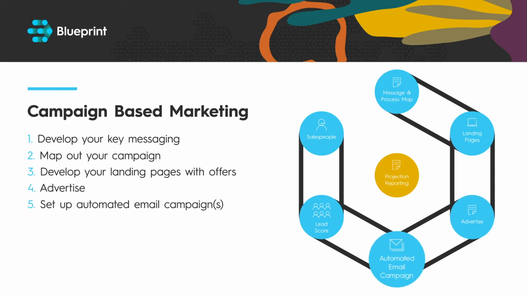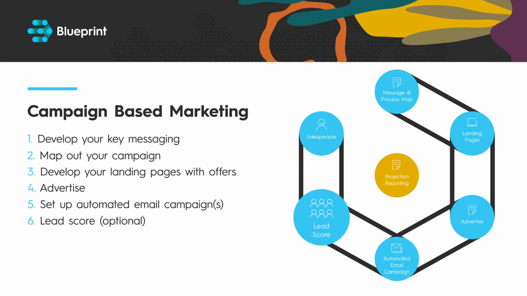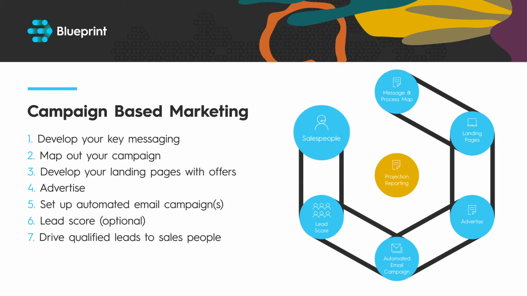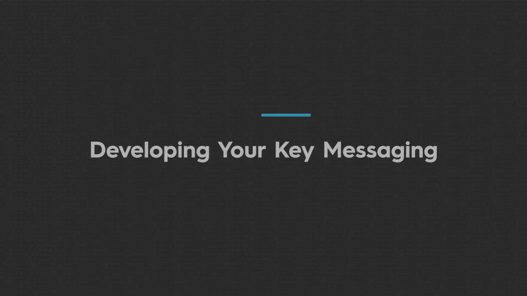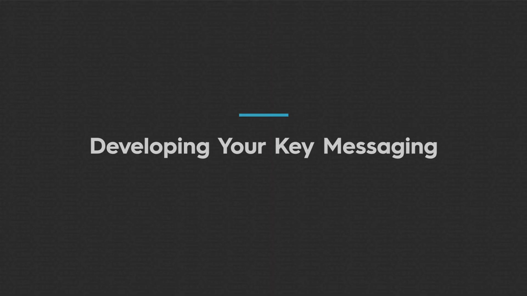Set up your automated email campaigns. Then set up lead scoring if needed in the future. It depends on the size of your company. Many small businesses don't need lead scoring, but lead scoring can be very powerful. Next, drive your qualified leads to salespeople. Once you have completed this, you are ready to develop more advanced projection reporting. Let's take a deeper look at each step, starting with your key messaging.